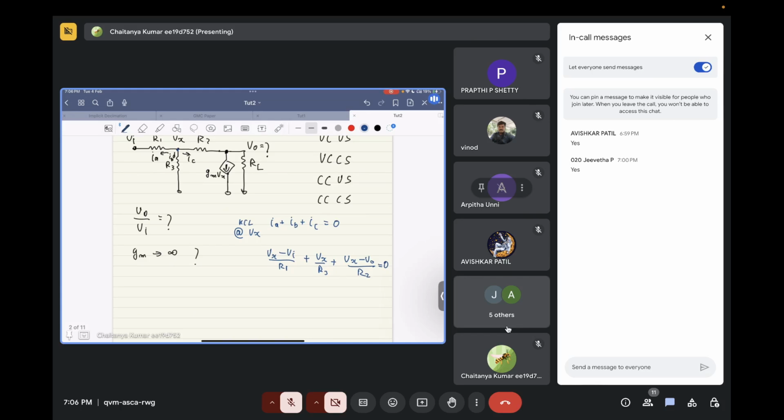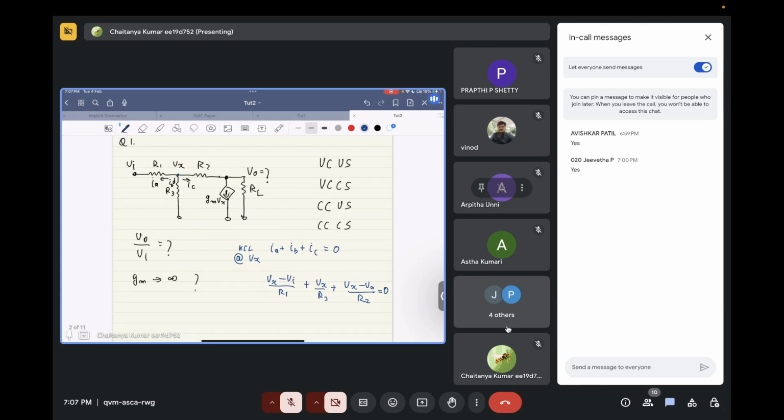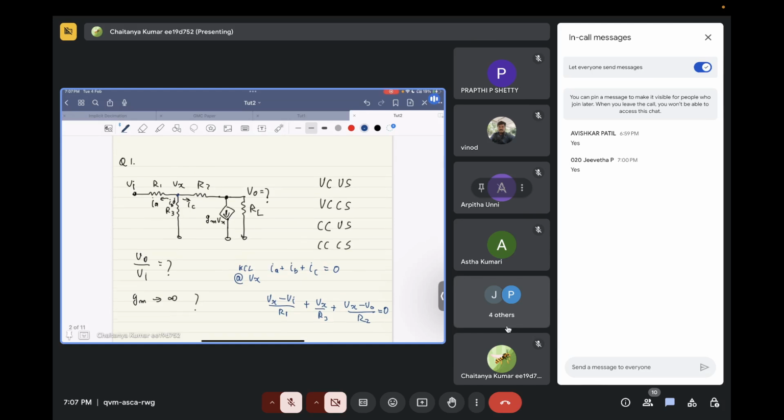So what is the other node on which we can apply KCL? See, this node has a voltage source over it, right? So the current over here is unknown, right? So applying KCL on this node doesn't make sense. So on which node can you apply KCL? The other node is V naught.